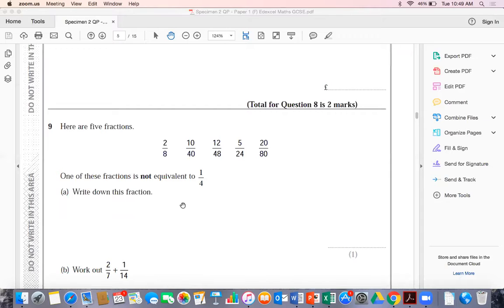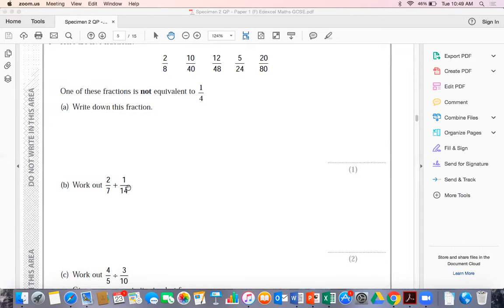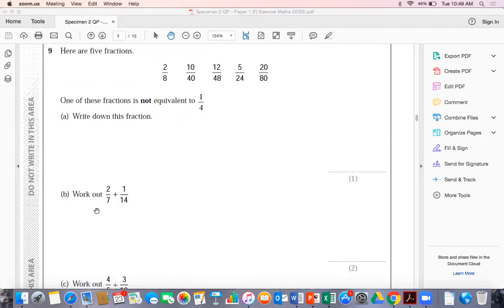Okay, here are 5 fractions. One is not equivalent to 1 over 4. Which one is it? 5 over 24. 5 over 24 is not equivalent to 1 over 4. Work out 2 over 7 plus 1 over 14. What did y'all get? Is everyone following me? Yes, sir. What did y'all get for B? 2 over 7 plus 1 over 14.